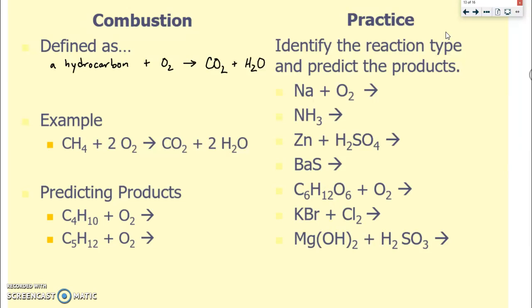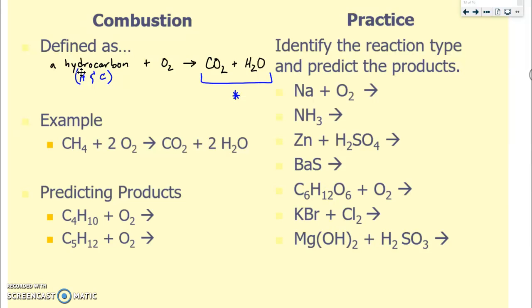The fifth reaction type is combustion. A combustion reaction is defined as a hydrocarbon, so something with H's and C's, plus oxygen to produce the products carbon dioxide and water. When you see products carbon dioxide and water, automatically combustion. And I provided you with an example.